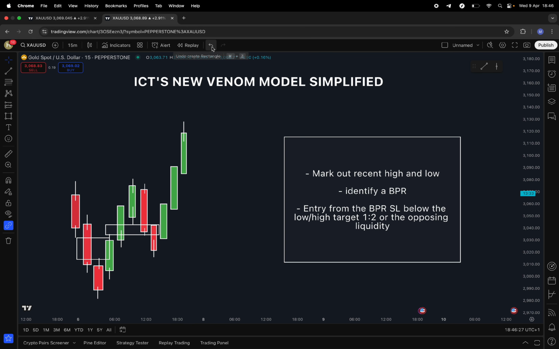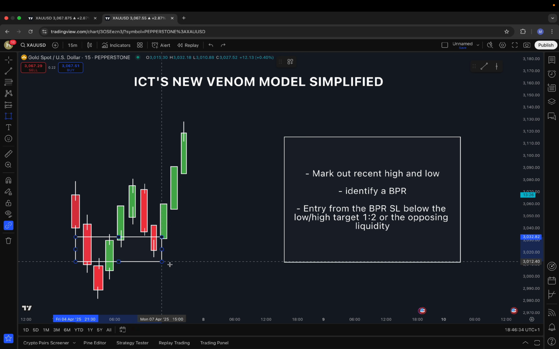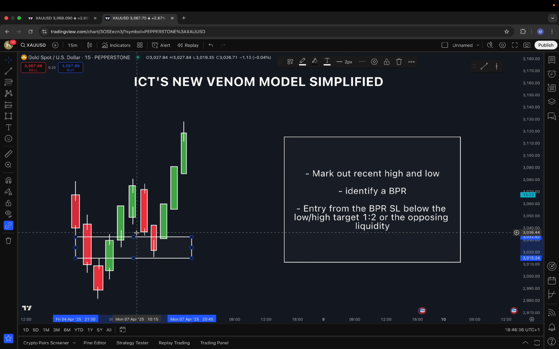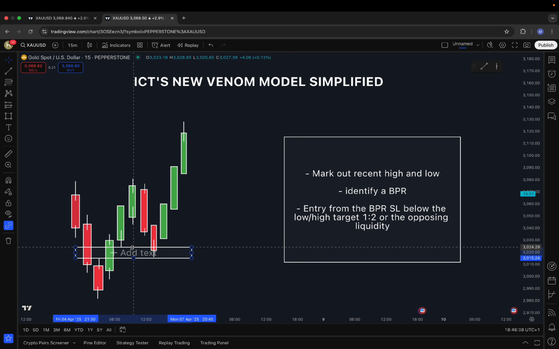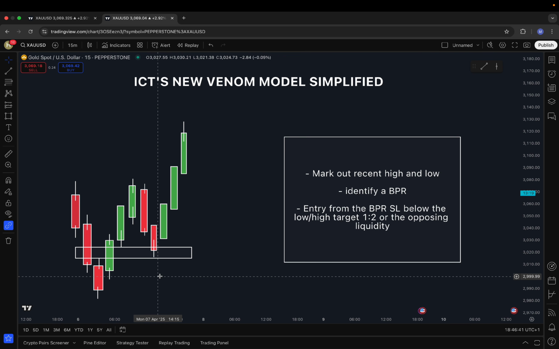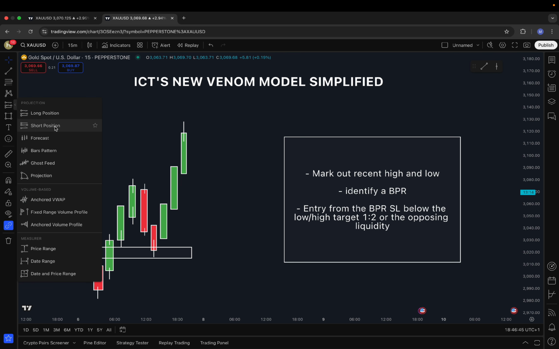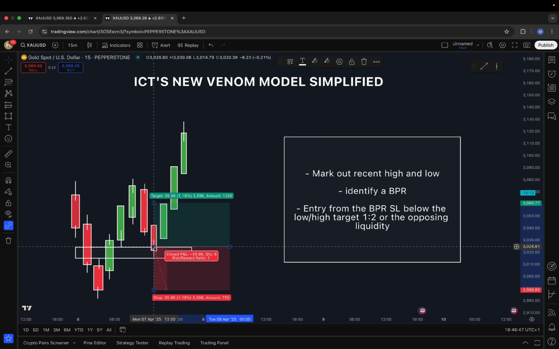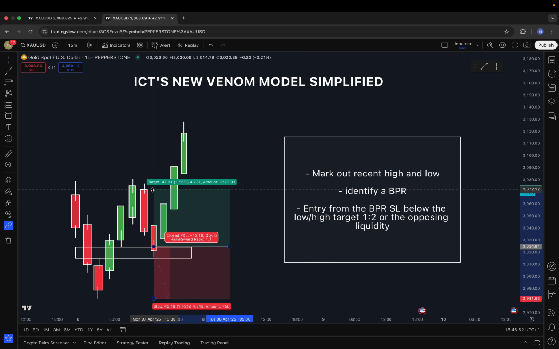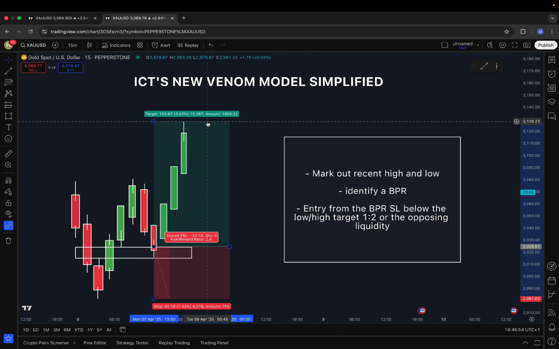So how would we take our entry based off a BPR? This would be our BPR. So right here, you'd mark this out, and that's your BPR. And what price did was tap into this BPR before moving towards the upside. So how I would take this entry is long position, start of the BPR, stop loss below these lows, and obviously target opposing liquidity or a 1 to 2. So this would be a 1 to 2.4 risk to reward ratio.